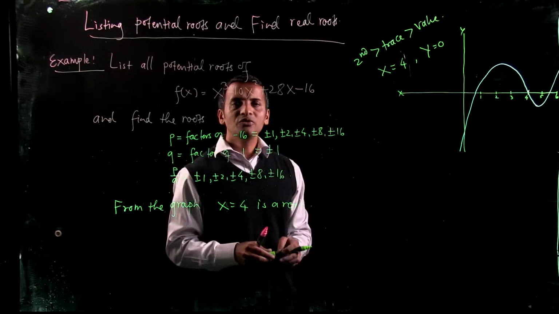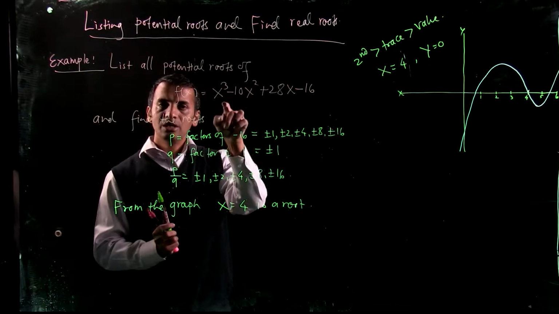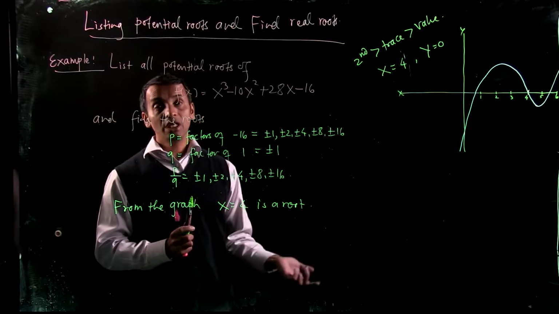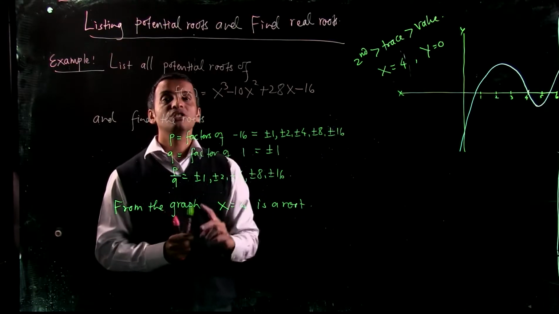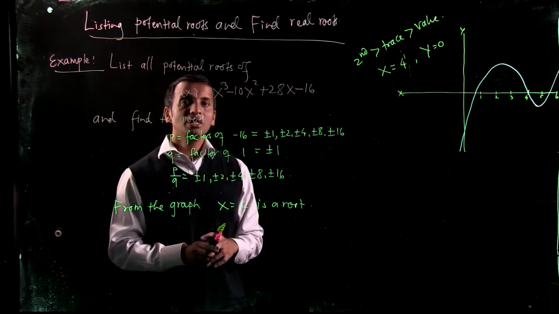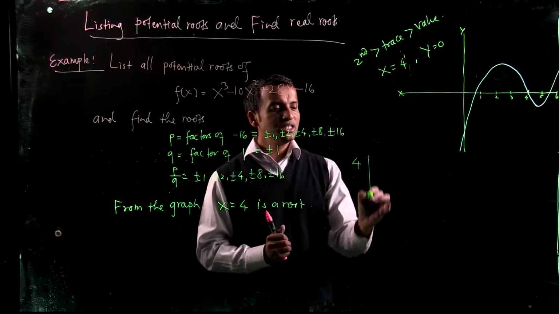Now we still need to find 2 more roots, right? Because it is of degree 3. A degree 3 polynomial can have at most 3 roots. They could be real or imaginary, but it can have at most 3 roots. Okay, so we're going to find the remaining roots. How do we find the remaining roots? Use synthetic division. Okay, so we know that 4 is a root.